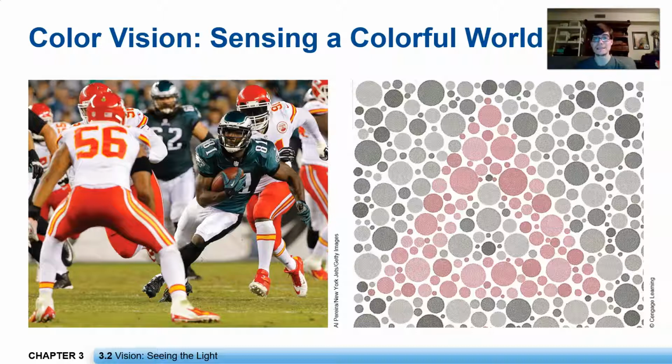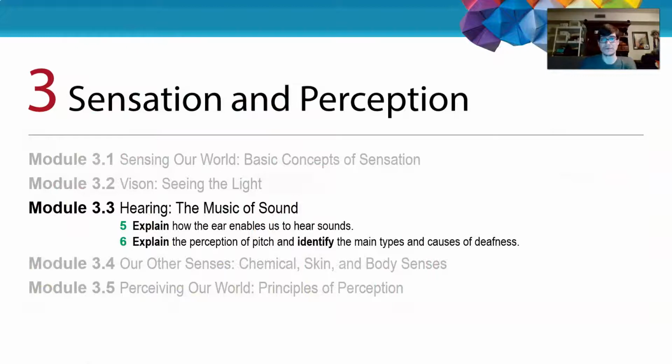And so if you cannot see the shape that is on the right side of the screen, you might be a dichromat. And it means that you can only see two out of three of the colors. But that is essentially it for vision.